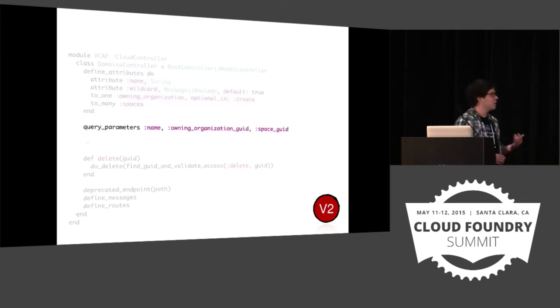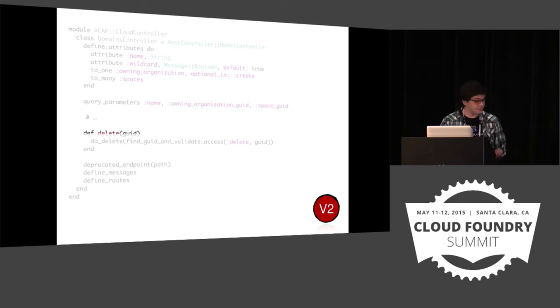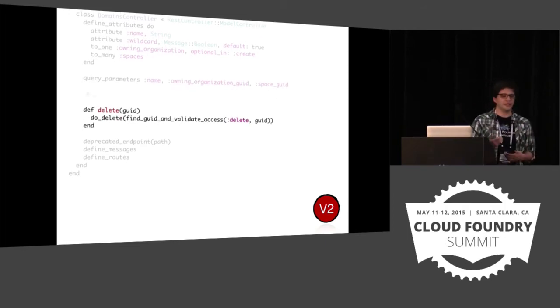Then we have query parameters. As you expect, when you're listing domains here, you can filter your domains by those fields. That's all that's defining. We define delete methods. The delete method is actually the only one you have to define explicitly. All the other ones are implemented by model controller. And this one is also implemented by model controller, the do delete. All we do here is actually the authorization part of it. But this is an HTTP API. So which endpoints do we actually define here?